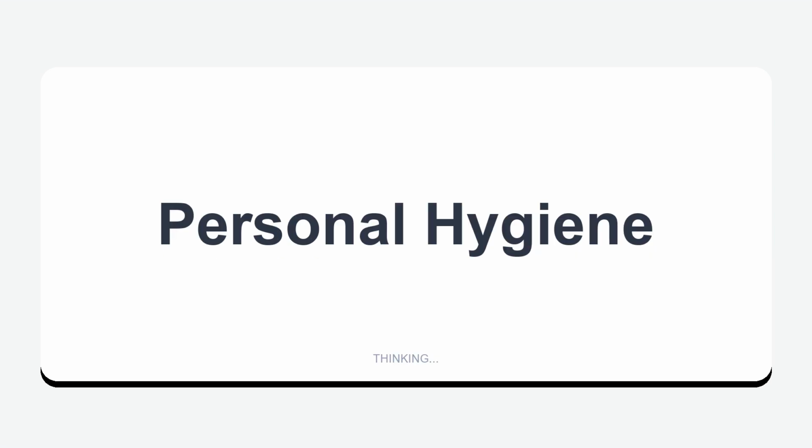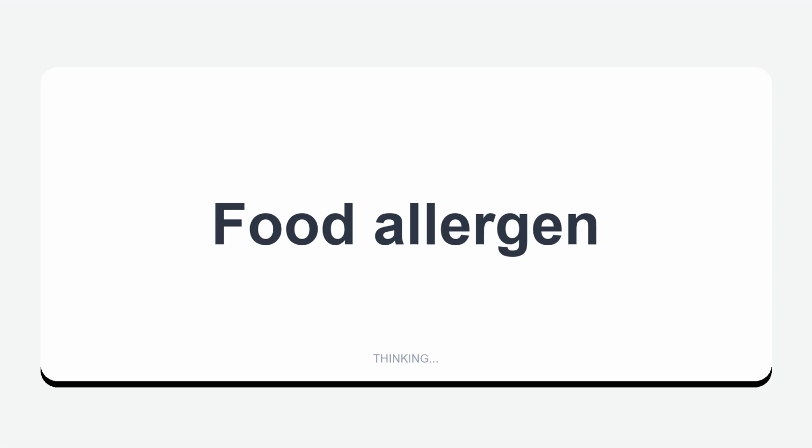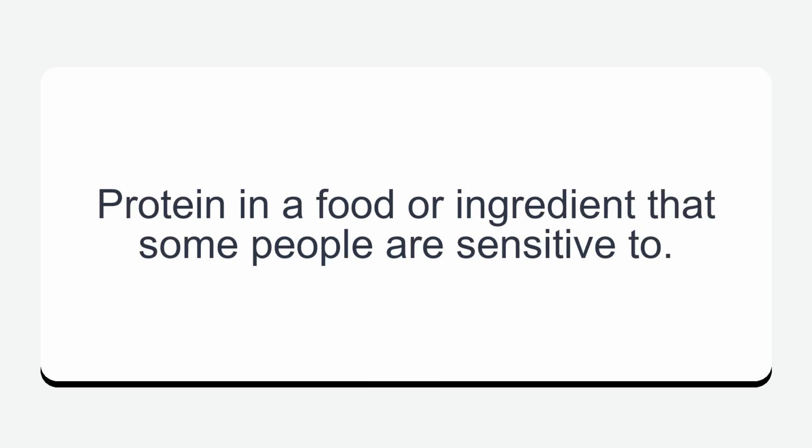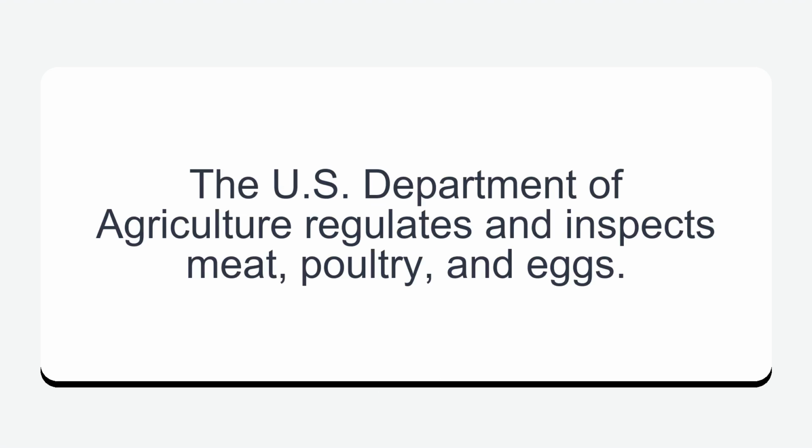Personal hygiene: sanitary health habits that include keeping body, hair, and teeth clean, wearing clean clothes, and washing hands regularly, especially when handling food and beverages. Food allergen: a protein in a food or ingredient that some people are sensitive to. USDA: the U.S. Department of Agriculture regulates and inspects meat, poultry, and eggs.